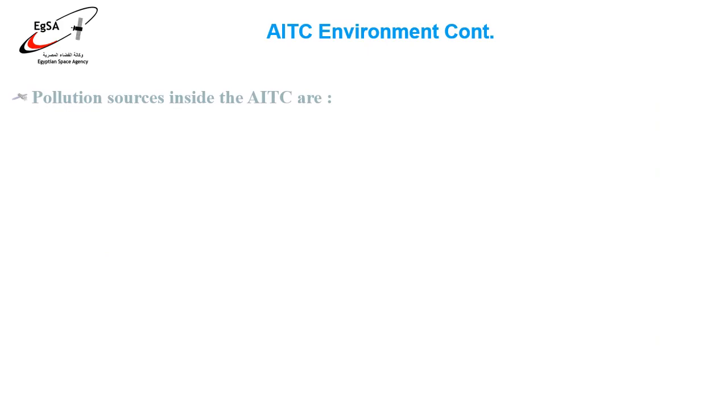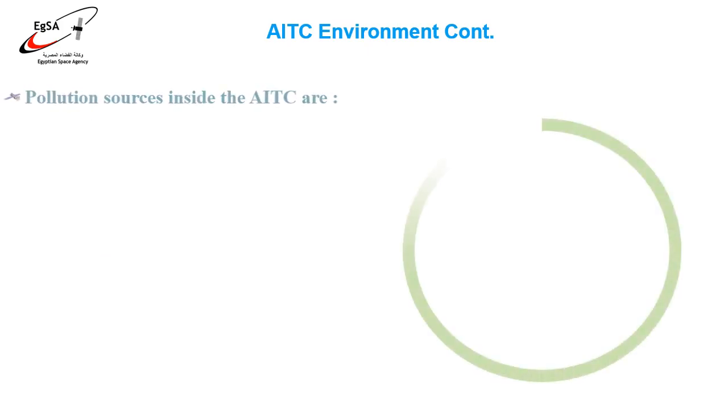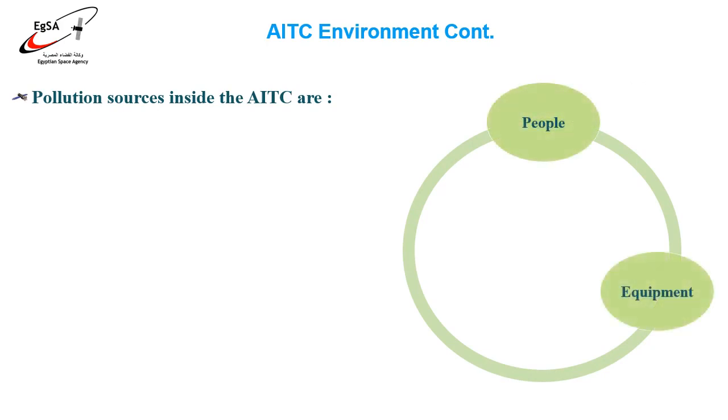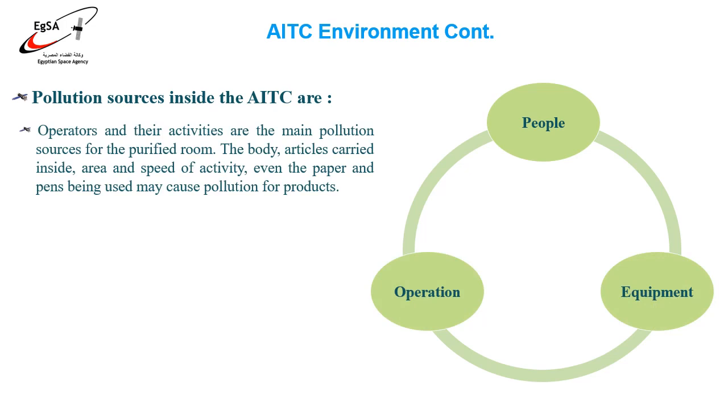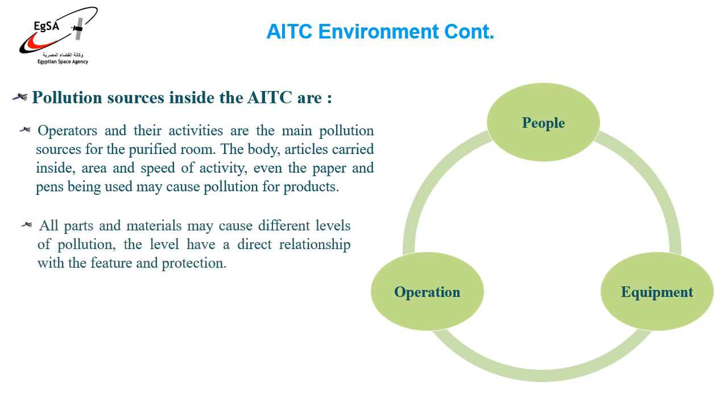In the process of satellite assembly and testing, there are many sources of pollution: people, equipment, and operation. Operators and their activities are the main pollution sources for the purified room. The body, articles carried inside, area and speed of activity, even the paper and pens being used may cause pollution for the products. All parts and material may cause different levels of pollution.